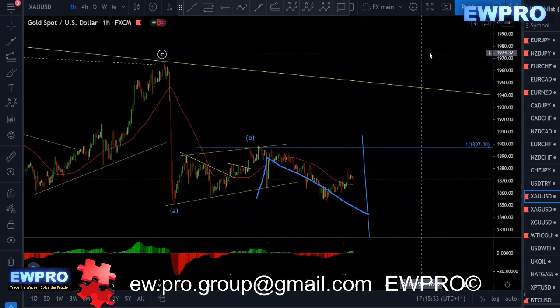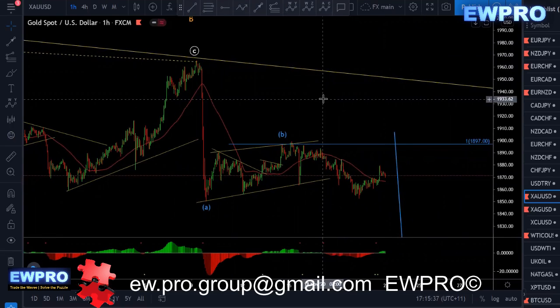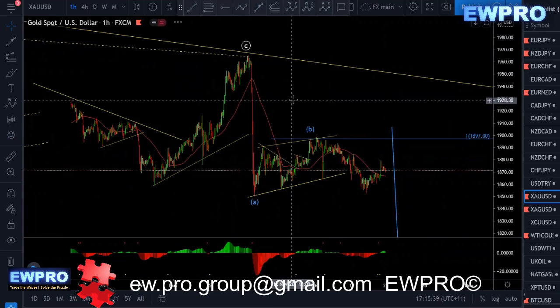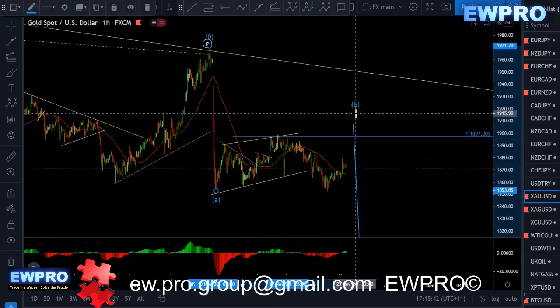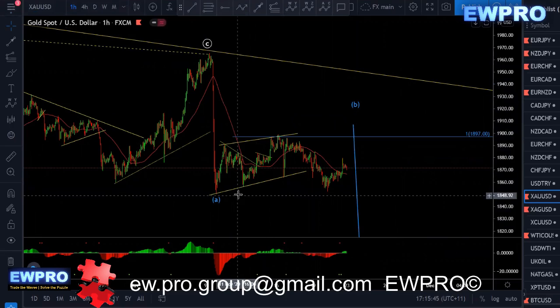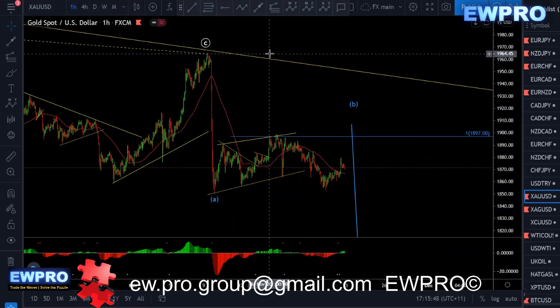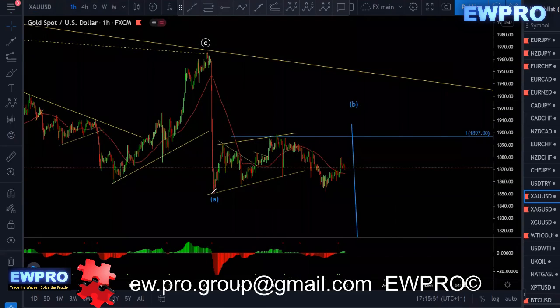Oh, let's get rid of that. I think this is going to be a bit more complex. We still haven't broken the low. So we got this one down. It didn't quite break that low. It's looking bearish, but I think this will go and break this top to finish off this as an A, B, C, to finish off the B wave.